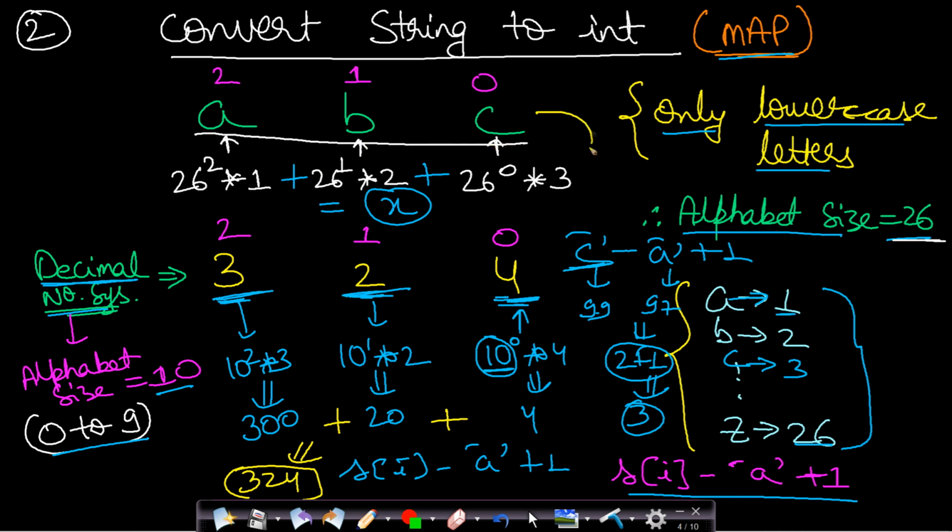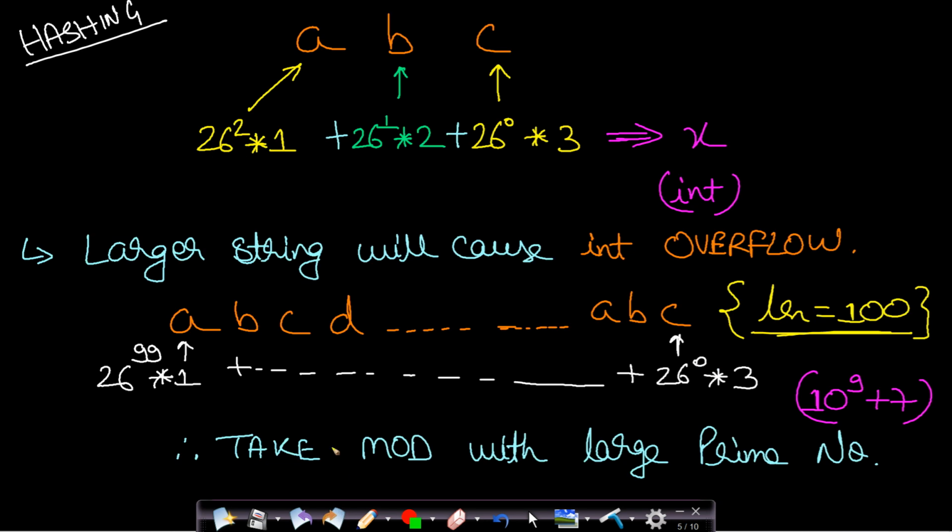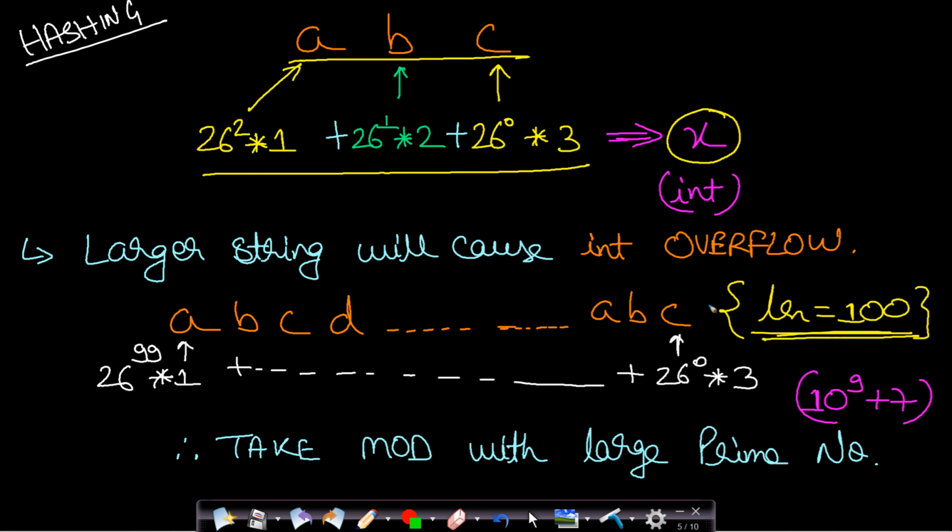Now after converting this string to an integer, we can use this integer as the key in our hash map. So if you have a string ABC, then this is the formula which we will be using, and it will convert the string into an integer. Now if you have a larger string, then this formula will cause an overflow. Let us say you have a string of size 100. Then if you use this formula, you will basically be using, let's say, 26 to the power 99 for the most significant digit. So it will cause overflow.